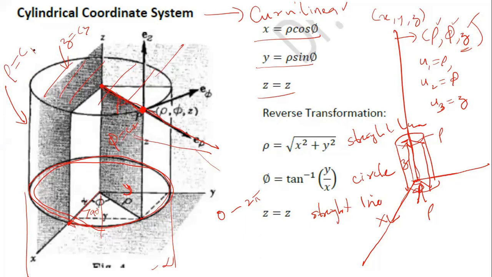If you consider rho equal to C1, which is an infinite cylinder, and phi equal to C2, which is this plane, the intersection of this infinite cylinder and this plane will be this, another straight line. The intersection of phi equal to C2 and rho equal to C1 is this line.